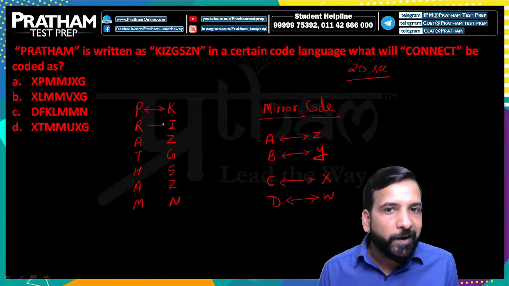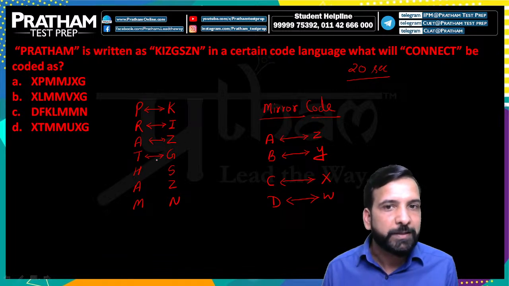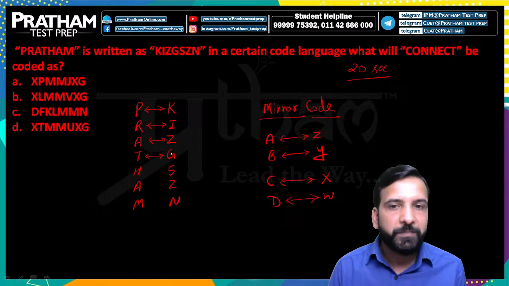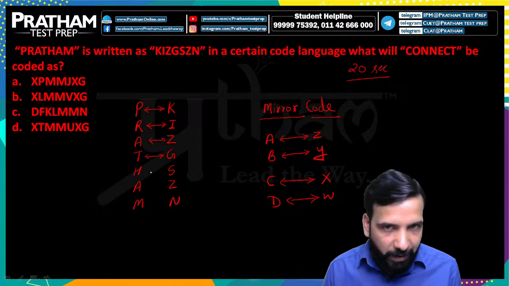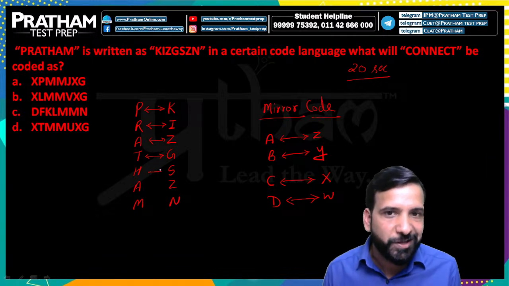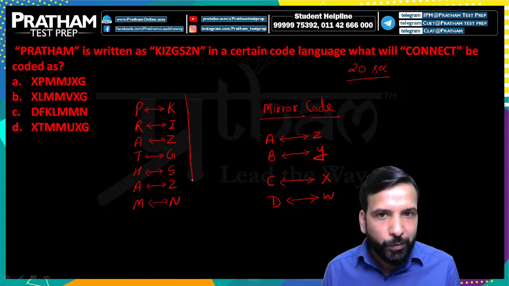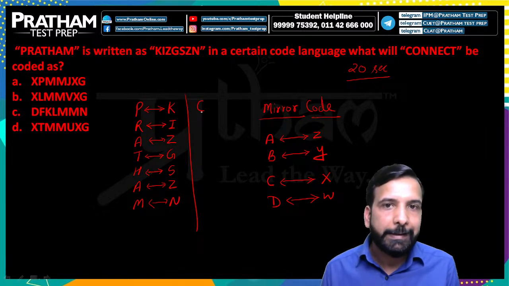I and R are also mirror codes. A and Z, as I told you, they are mirror codes. T and G are mirror codes. G is 7th letter from the beginning and T is 7th letter from the end, है ना, backward direction में अगर हम बात करेंगे. H and S are mirror codes. Similarly, A and Z, M and N, they are mirror codes. So now we are looking for code for the word connect.